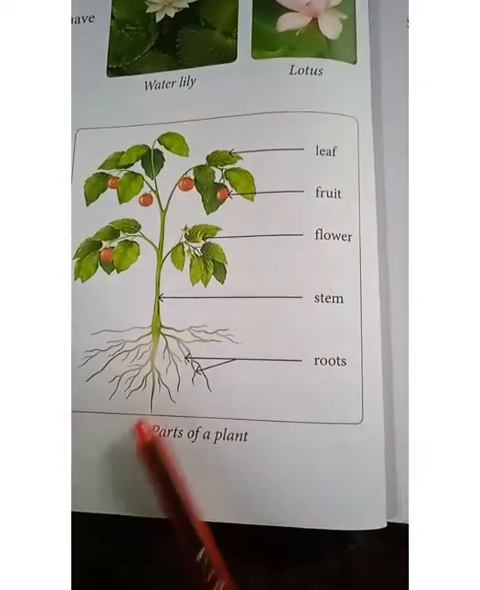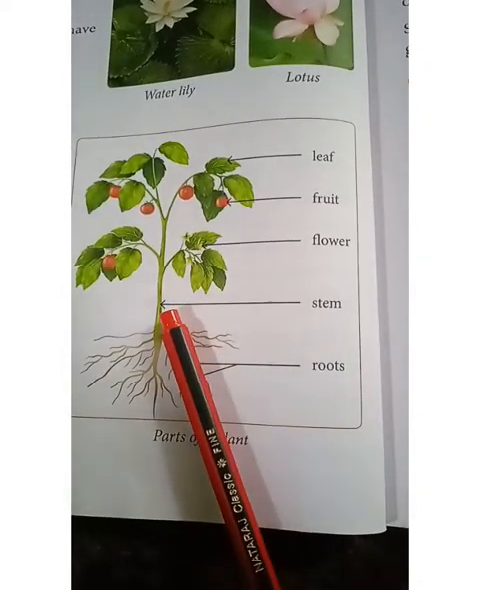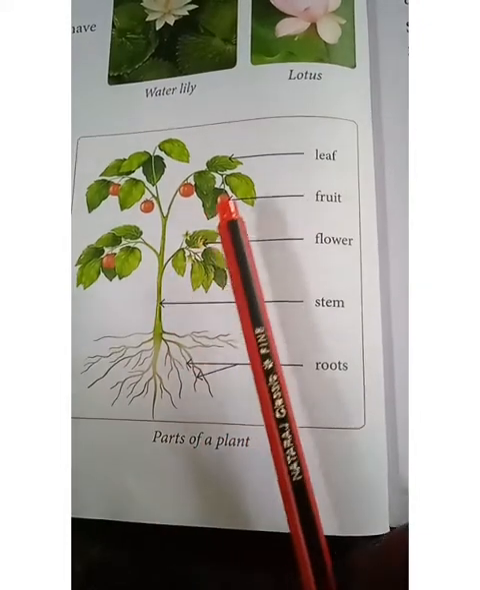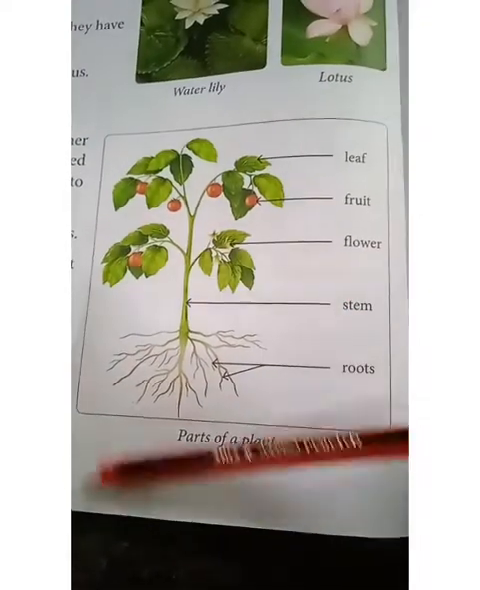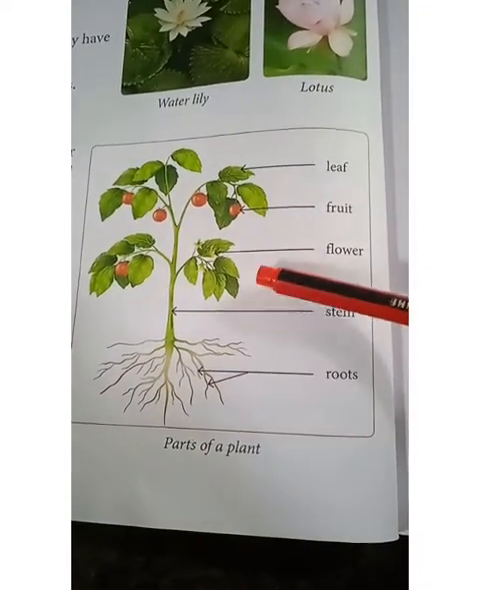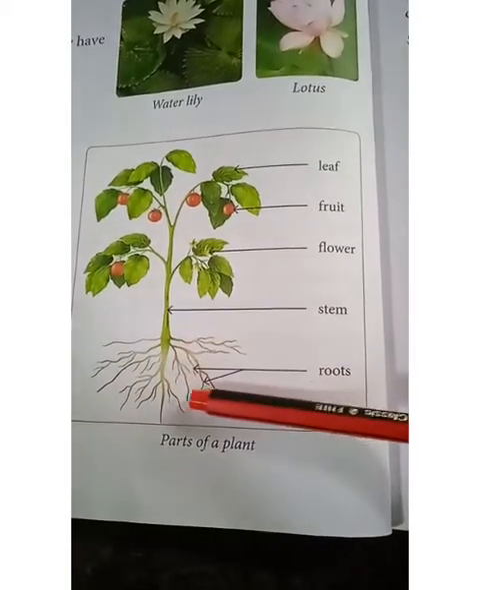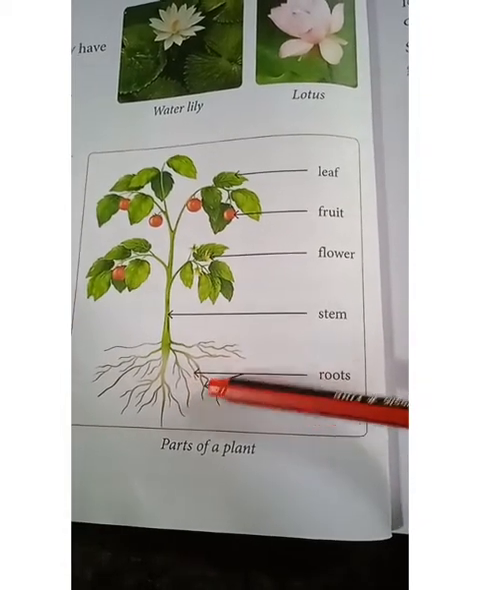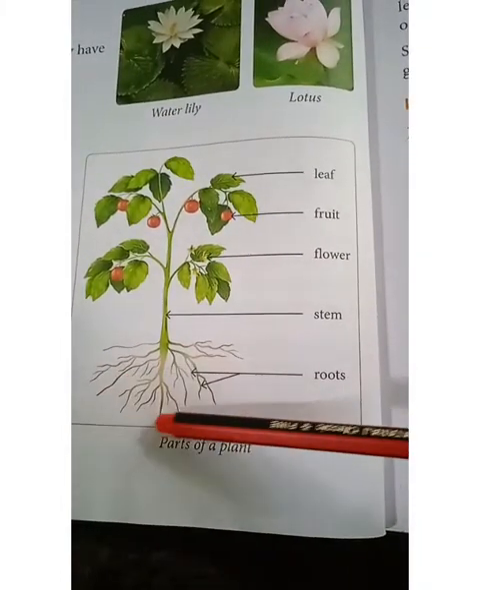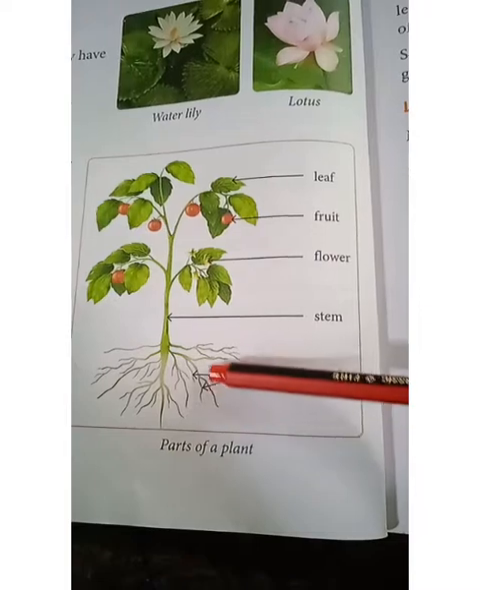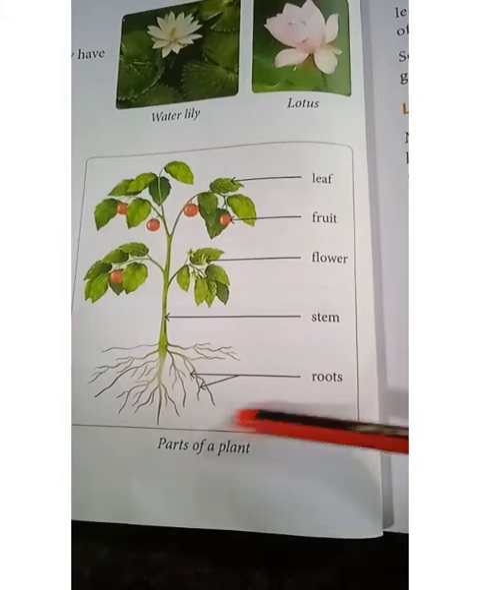So this is the root part. This is the stem. This is the flower, this is the fruits, this is the leaf. Okay, so these are the parts of a plant. The lower part of the plant that was inside the soil is called the root. This is called root.